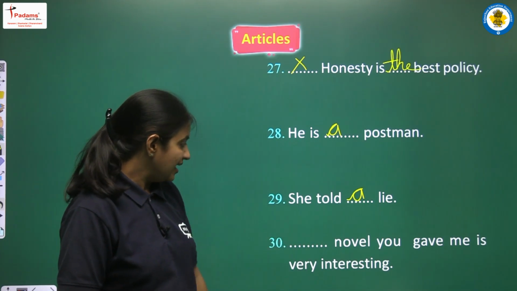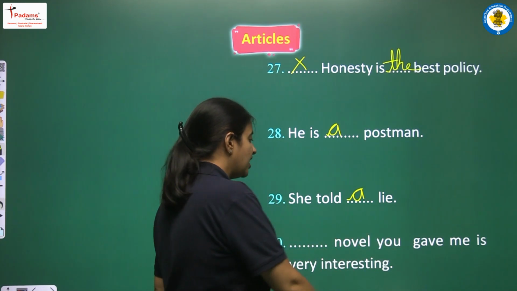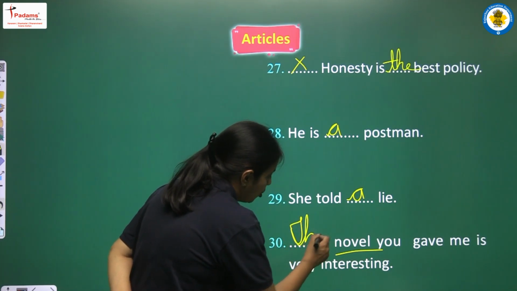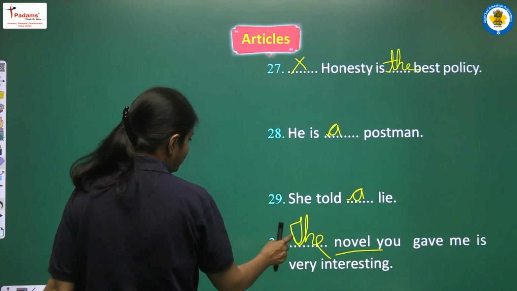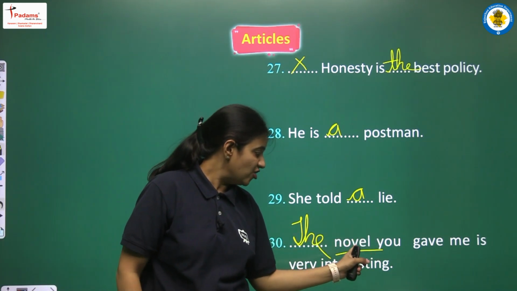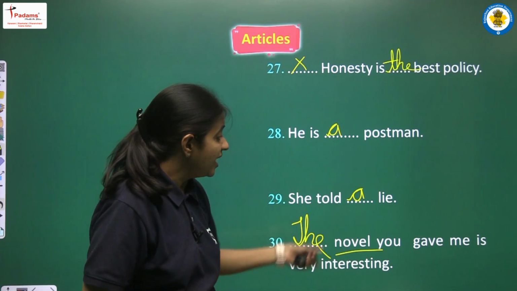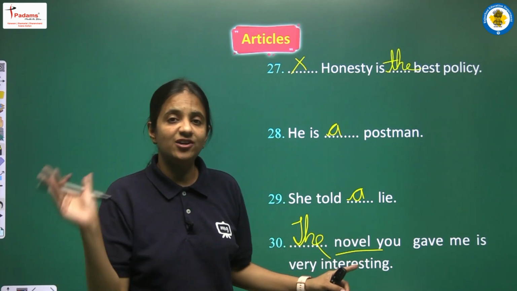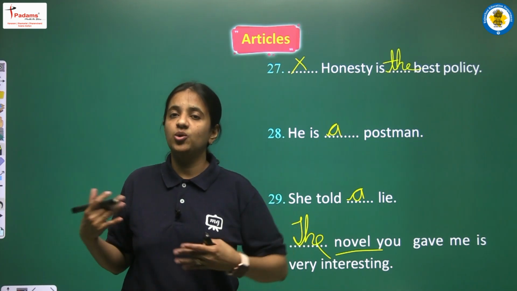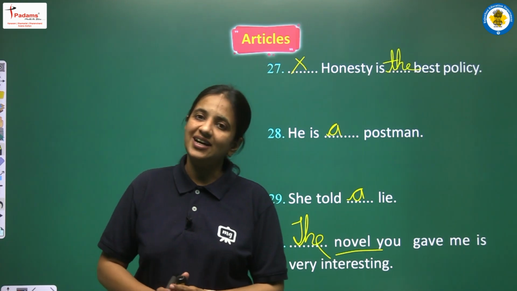Okay. Next is novel you gave me is very interesting. So here we are having a noun, novel, it is one of the nouns, but in this blank we have to use the. Why? I hope the reason is clear why we are using the here. The reason is that in this sentence we are talking about one particular novel. We are referring to that novel that you gave me, and I am saying that that novel is a very interesting novel. So whenever we are talking about some particular thing, some particular person, some particular object, for that we have to use the as an article.